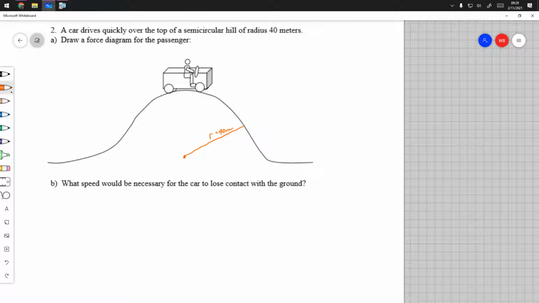Boom. Draw a free body diagram, a force diagram, for the passenger here. So let's think about this passenger here. We'll go ahead and draw a free body diagram off to the side here. And clearly, they're going to have gravity pulling them straight down. Great. Force of gravity, or we can simply make that m times g.